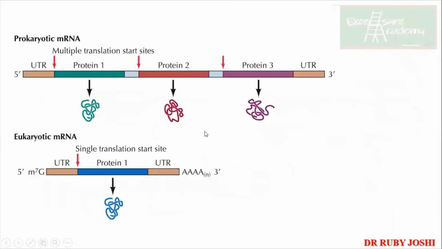Okay, this is another way of representing the same thing. So you can have multiple translation sites. You can see the untranslated region, and start and stop are there. In between, you can see those gaps. Those gaps are required so that the translation machinery is properly aligned, so that it can code for the proteins. So in one mRNA, 3 polypeptide chains can be synthesized. In the case of eukaryotes, you can have only a single one.